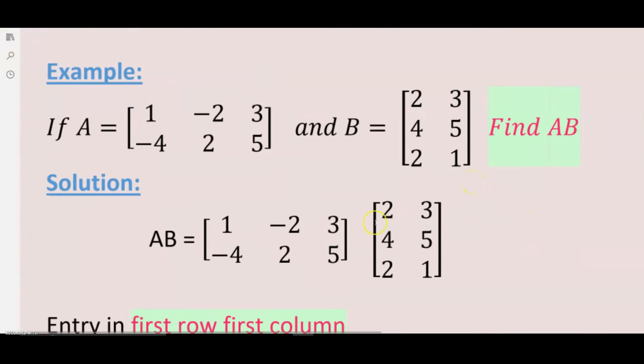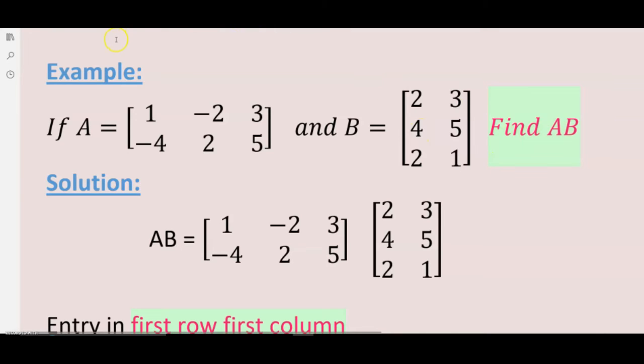So let's take an example. Now we have discussed the compatibility. Now the question is how we can multiply the matrices, right? First, as you can see, I have taken one example here. This is the matrix A and this is the matrix B. We have to find out AB.